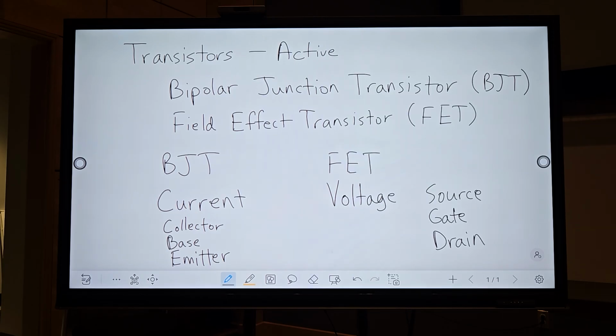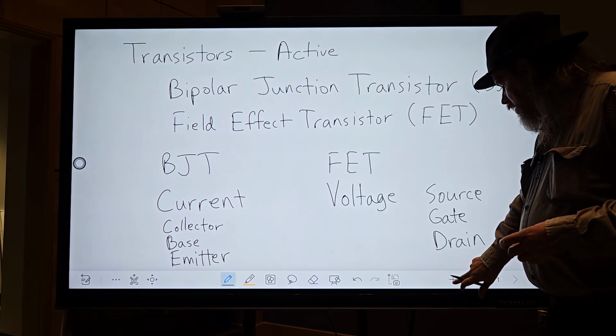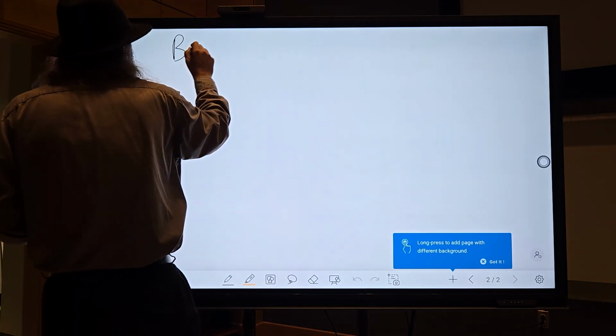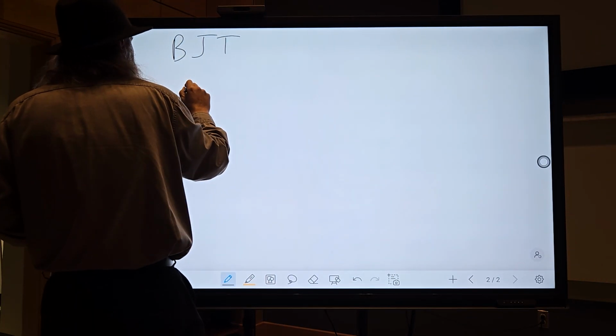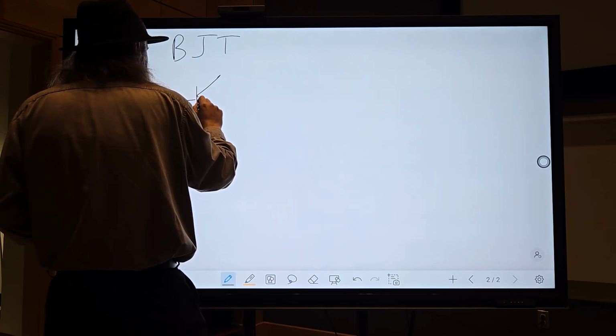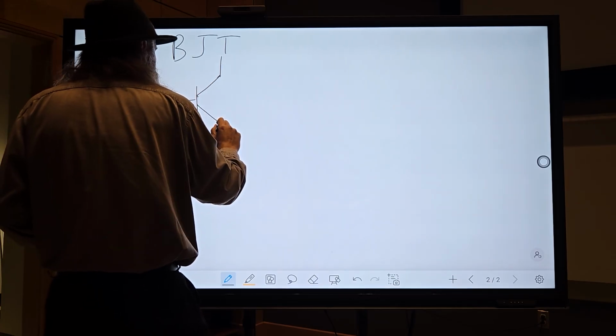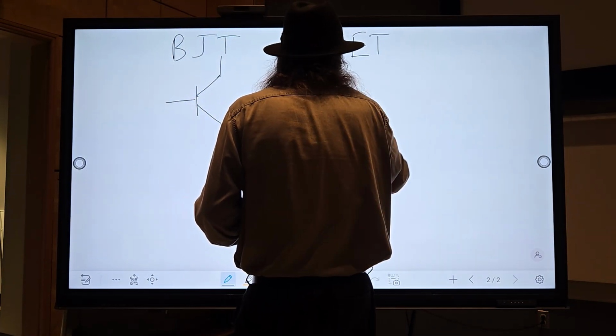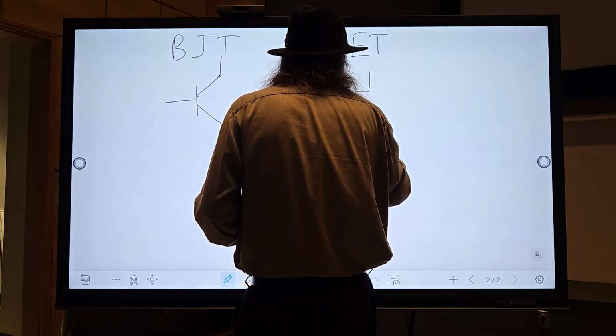Now, why they are called active components is that they can amplify signals if used properly. The symbol for the BJT is like so, and the FET is like so.